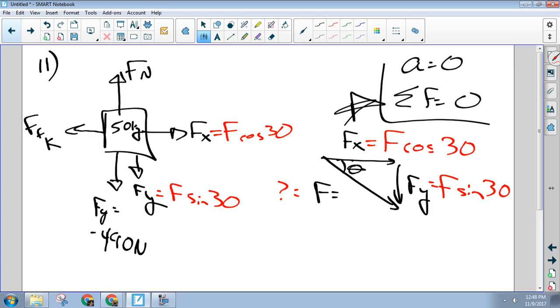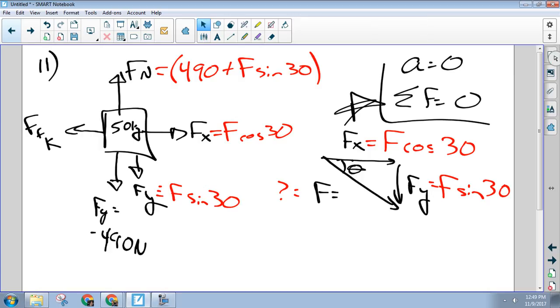Normal force. Find the normal force, right? Doesn't the normal force need to be big enough to cancel these two? These are both down, so they're both sort of negative. So this has to be an upward force big enough to cancel the two negatives. So it's got to be 490 plus F sine 30. So that's my normal force. Follow? All right, and then one last step, and then from there it's just some algebra.